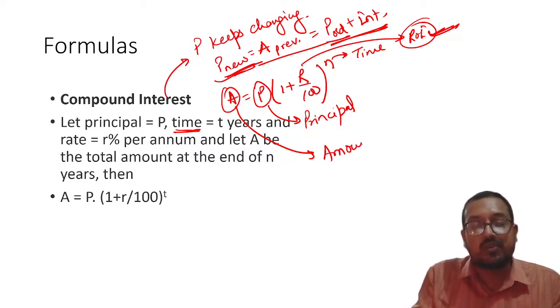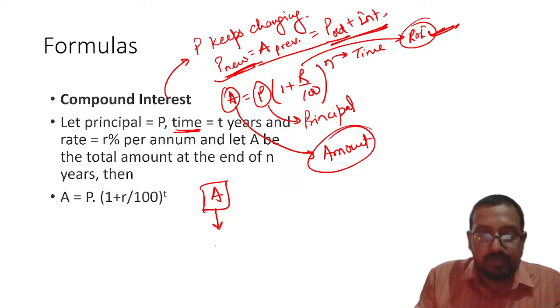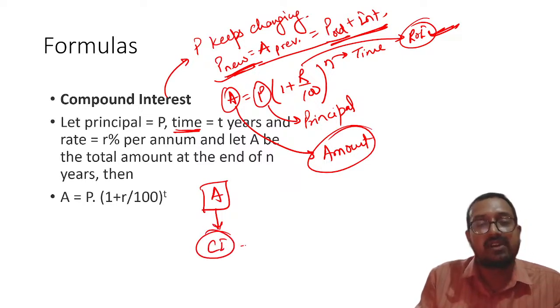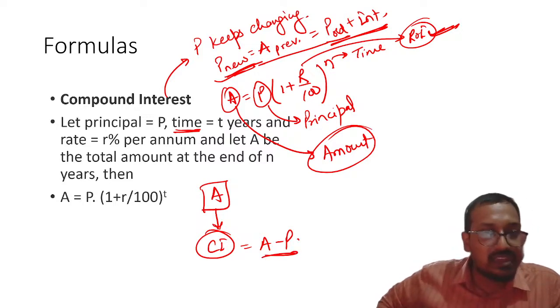So my dear students, if you look carefully, in CI you will find the amount first, and then from that amount you will find CI. What is CI? It is nothing but amount minus principal. Understood by everyone? This is extremely clear, I hope so.